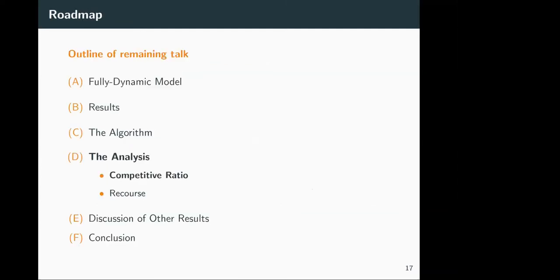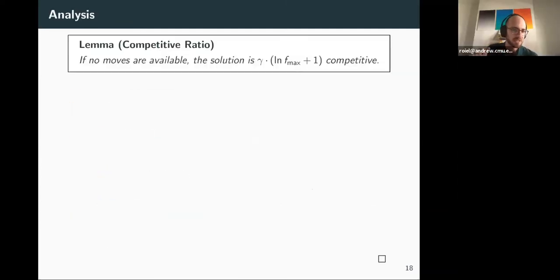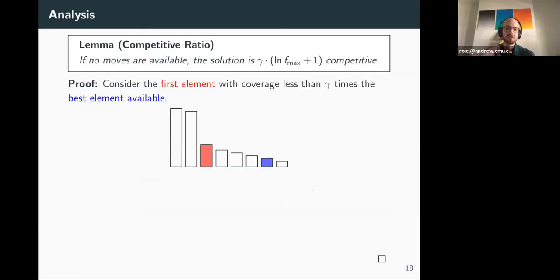Okay, so let's jump into the analysis. The competitive ratio is actually very easy once we've set up this machinery, and let me convince you of this. Suppose for the sake of contradiction we have a situation where we've picked two elements, 1 and 2, and now some element, the third element, is less than gamma times the best possible element I could have put in this place. I.e., there's some blue element such that if I put the blue element instead of the red, it would be gamma times bigger than the red's current height. Okay?